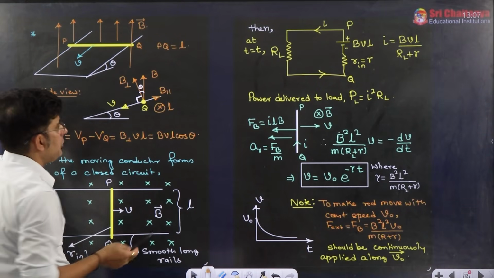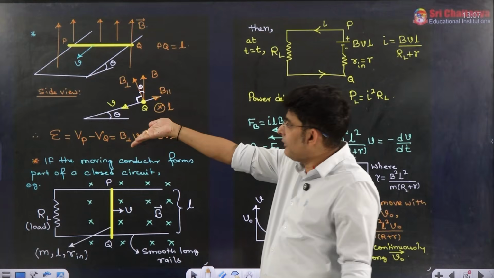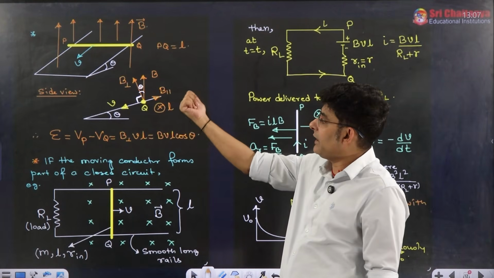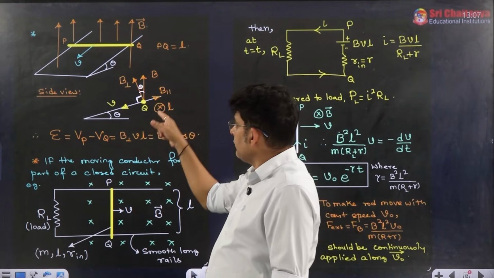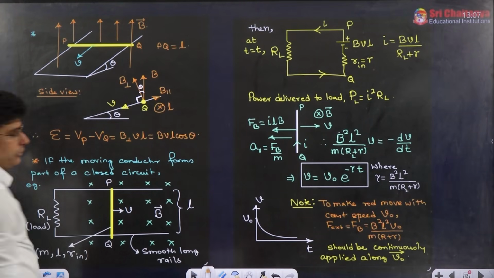Now which one is the positive polarity? Again simple, V cross B. See where is V? V is going down the incline. Where is B? Up. So positive polarity will be into the page. Into the page, outside was Q, so into the page is P. So it will become Vp minus Vq.